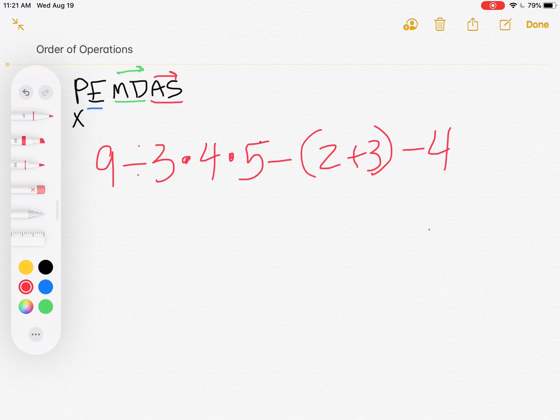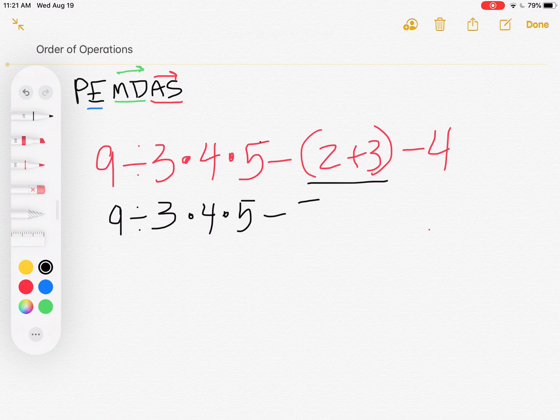Here's our next example. These dots right here between the 3 and 4 and the 4 and 5 are multiplication or times dots. We're going to follow the same process we did before. This time we do actually have parentheses, so we are going to start with our parentheses stuff right here. Everything else other than that is going to stay the same. So 9 divided by 3 stays the same, times 4 times 5 stays the same. 2 plus 3 is 5, so that minus sign stays there. Since I've done everything inside the parentheses, I don't need the parentheses anymore. And then minus 4.